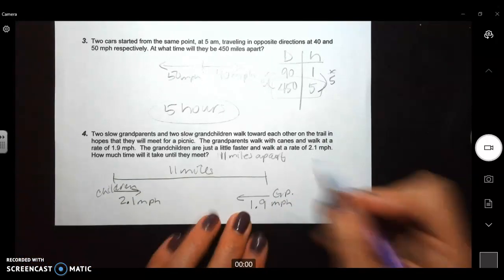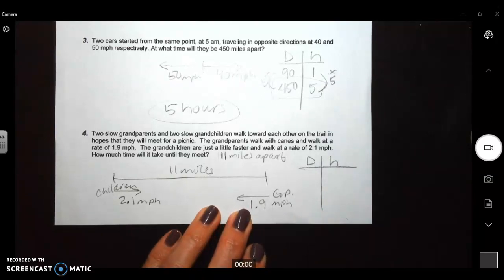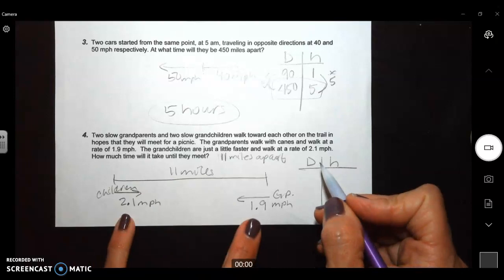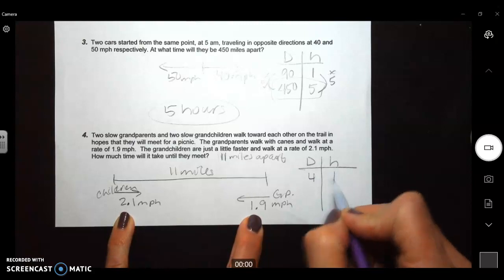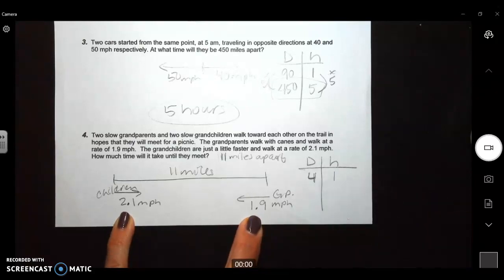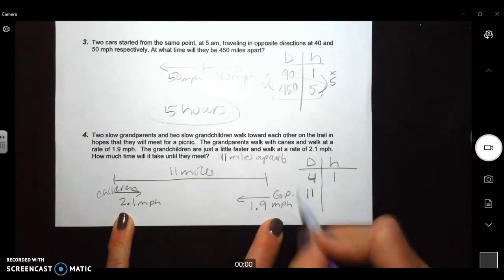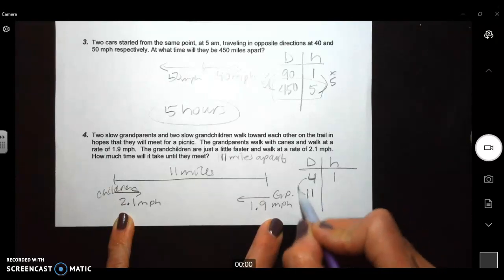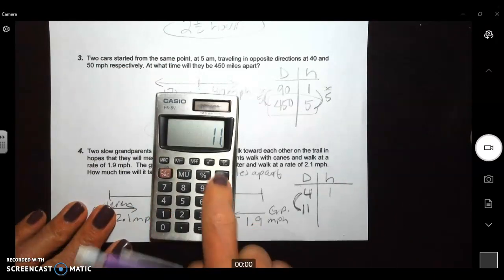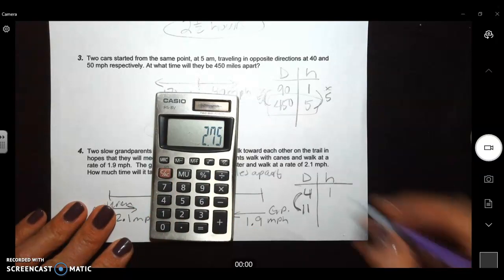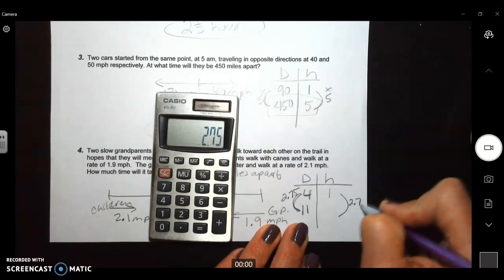Okay, so we can set up a table to solve. We have distance and their time in hours. The distance, we know that together, if we add their distance together, is 4. They walk 4 miles in 1 hour. They need to go 11 miles. So let's figure out how we multiply or divide 4 to 11. So let's divide these two just to see. 11 divided by 4 is 2.75.